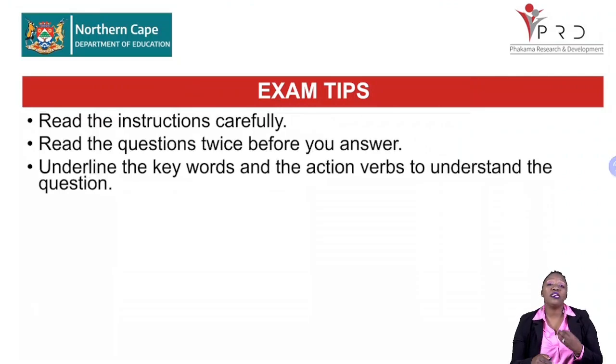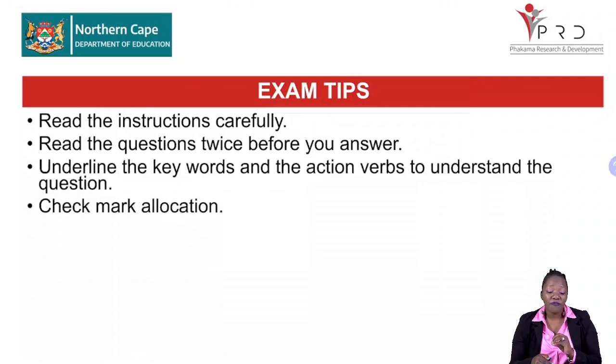And then after that, you need to underline the keywords. When I'm talking about the keywords, I'm talking about when the question is saying account, or explain, or name, or state, or identify. Those are the keywords. And then you also need to underline the action verbs. If they are saying explain the economic sectors, your economic sectors are the action verbs, so you know what you are explaining.